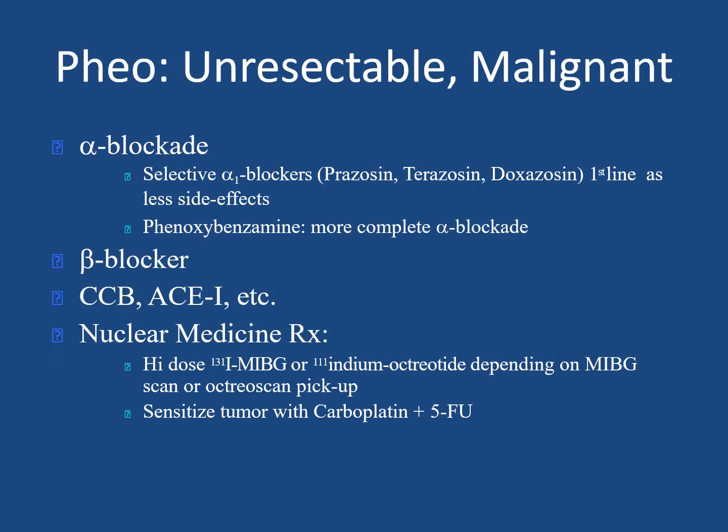If pheochromocytoma is not resectable, you have to go for long-term therapy, and for that alpha blockade is preferred. The selective alpha 1 blockers like prazosin, terazosin, doxazosin are the first line because they have fewer side effects. Phenoxybenzamine causes a more complete alpha blockade, but it is the second line drug. Then we combine it with beta blocker, calcium channel blocker, ACE inhibitors, and there are some nuclear medicines also available to treat this malignancy.